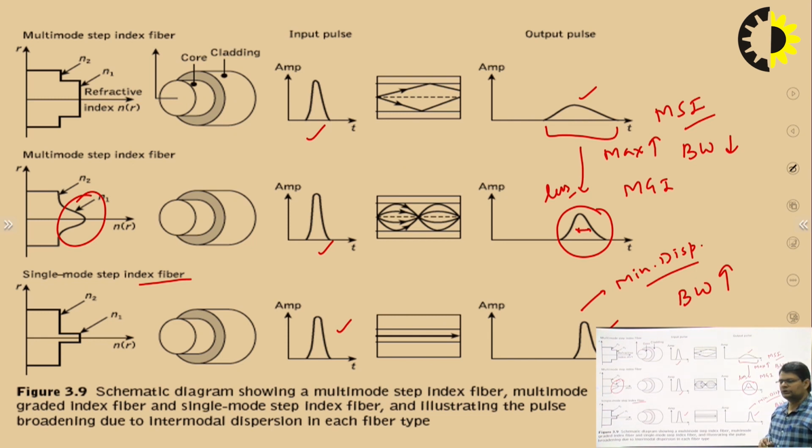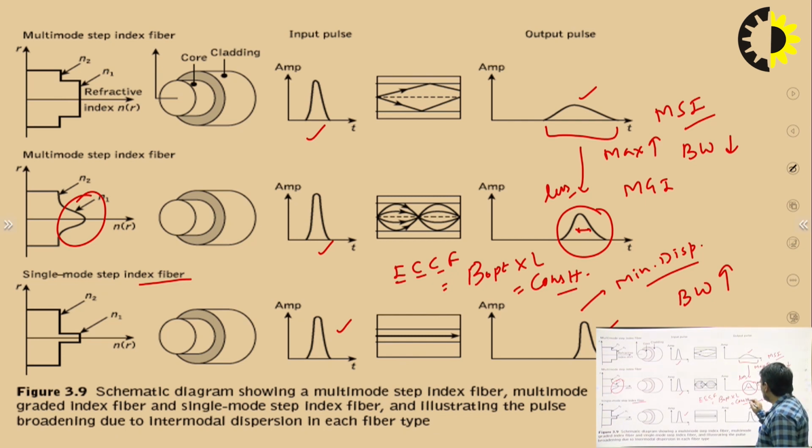Basically, in any optical fiber, we represent a term known as the information carrying capacity of the fiber. The information carrying capacity of the fiber is basically a product of bandwidth into length, and this value will be a constant for any type of fiber.